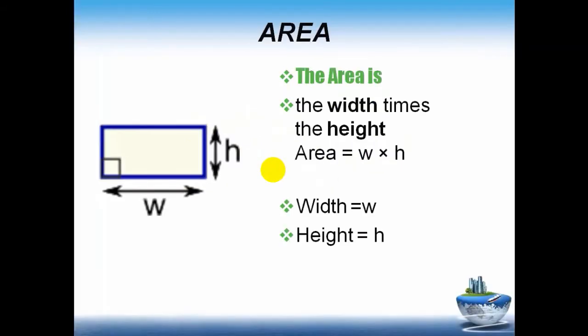Now the area formula for the rectangle. The area of the rectangle is the width times the height, meaning length multiplied by width. Length multiplied by width is actually called the area of the rectangle. Suppose the width is 2 centimeter and the length is 3 centimeter. Then the area of the rectangle will be equal to 2 multiplied by 3, meaning 2 times 3 is 6 centimeter square.